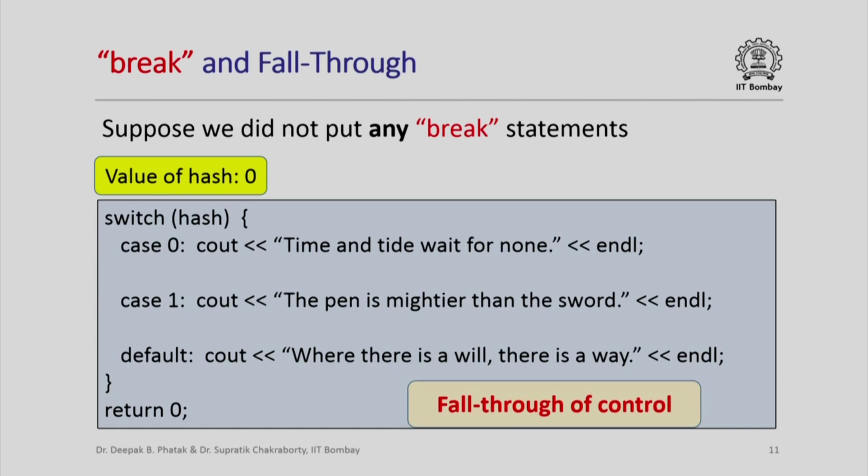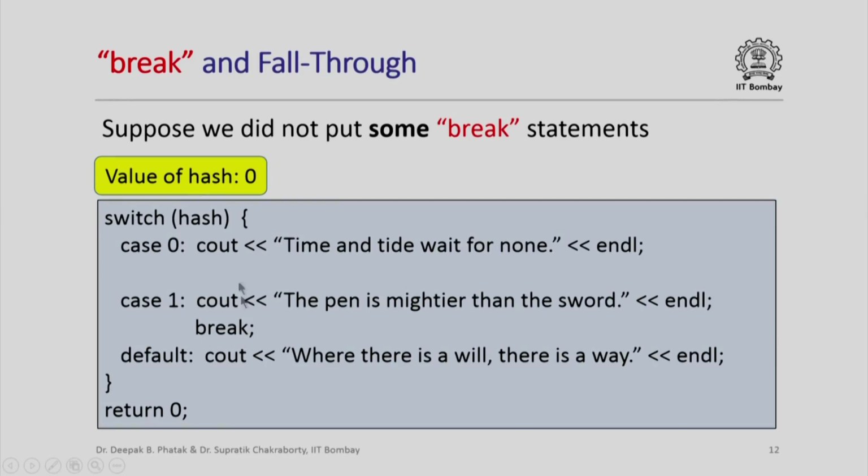So this is what is also known as fall through of control, and in order to see how fall through of control works in a little bit more detail, let us insert some of the break statements that we removed, but not all of them. So let us say I just introduced this break statement, and now the value of hash is again 0 at this point of execution of the program.